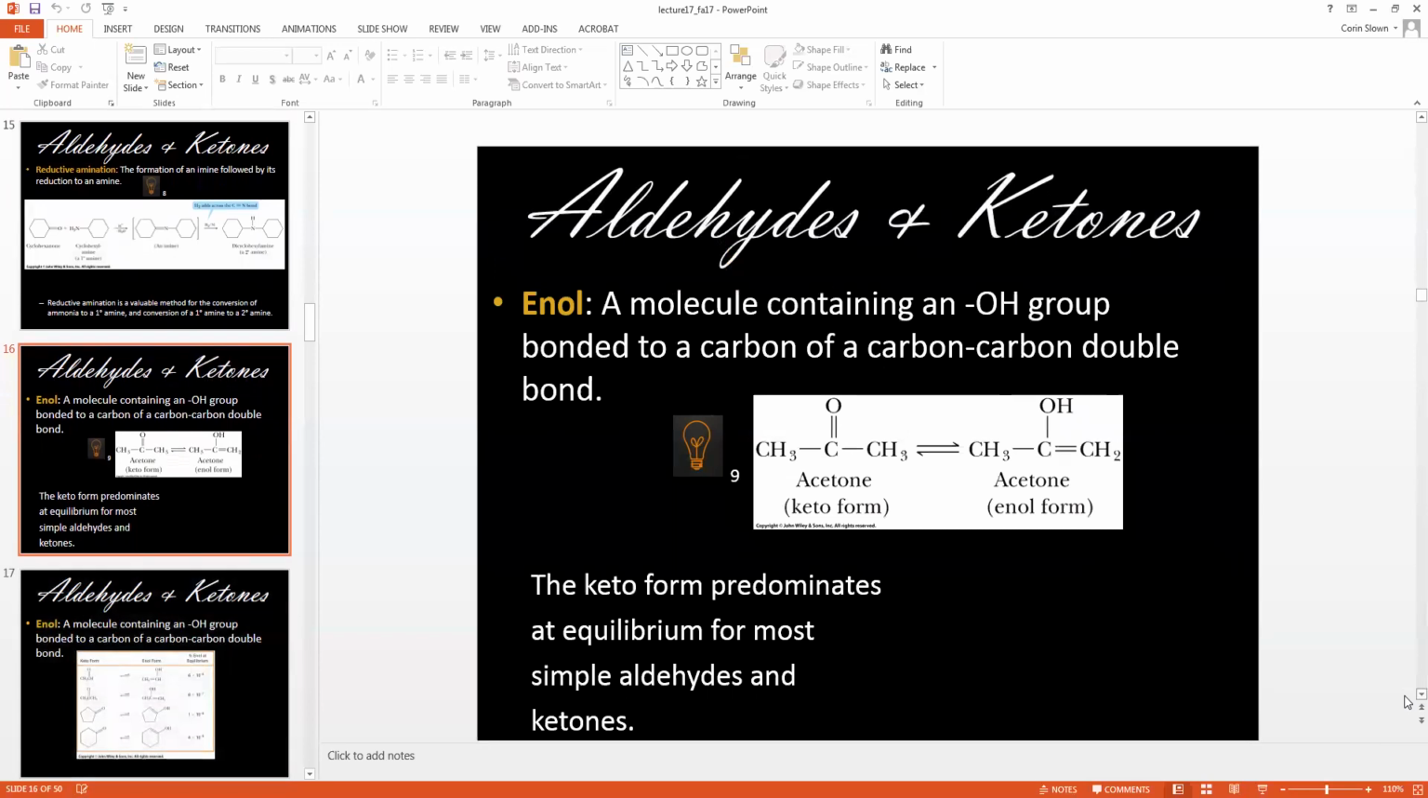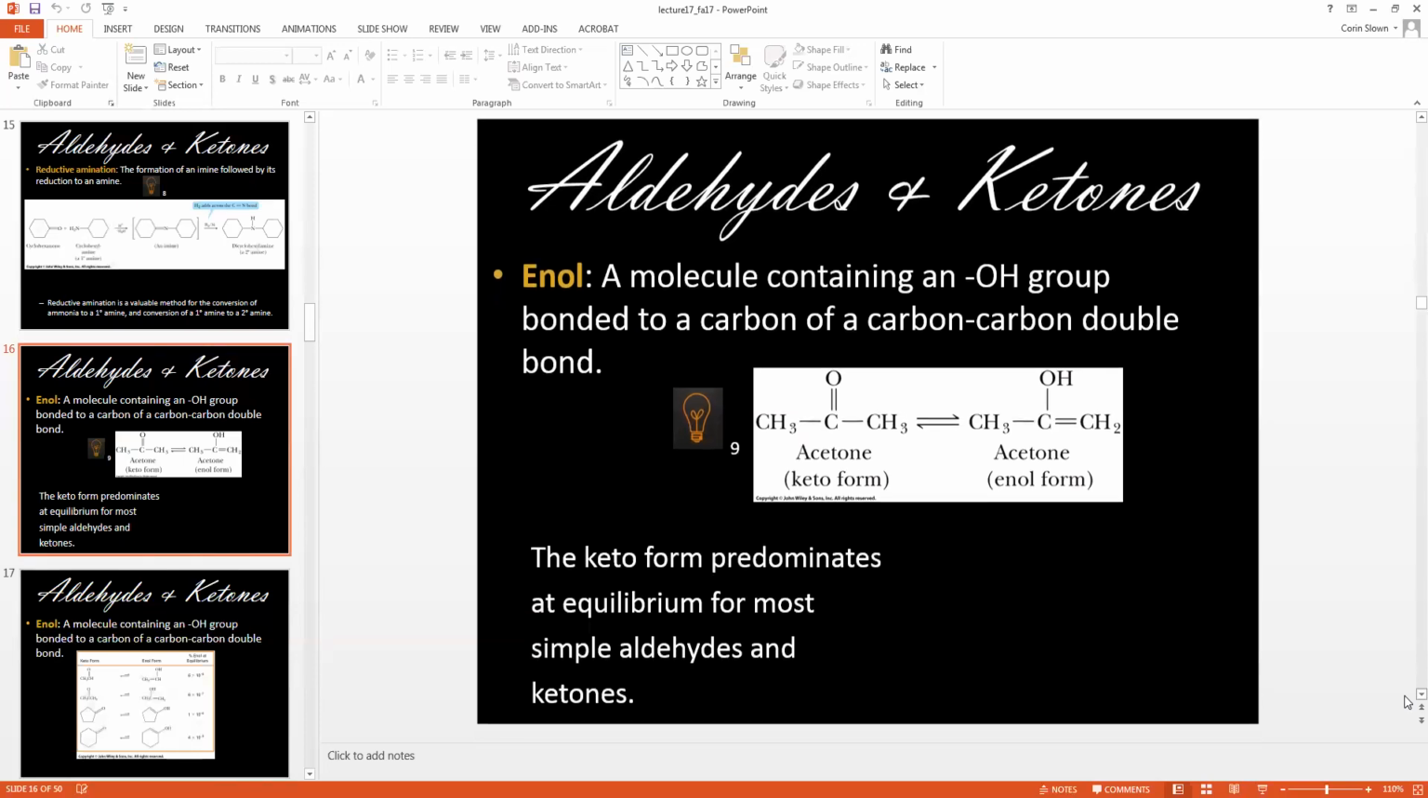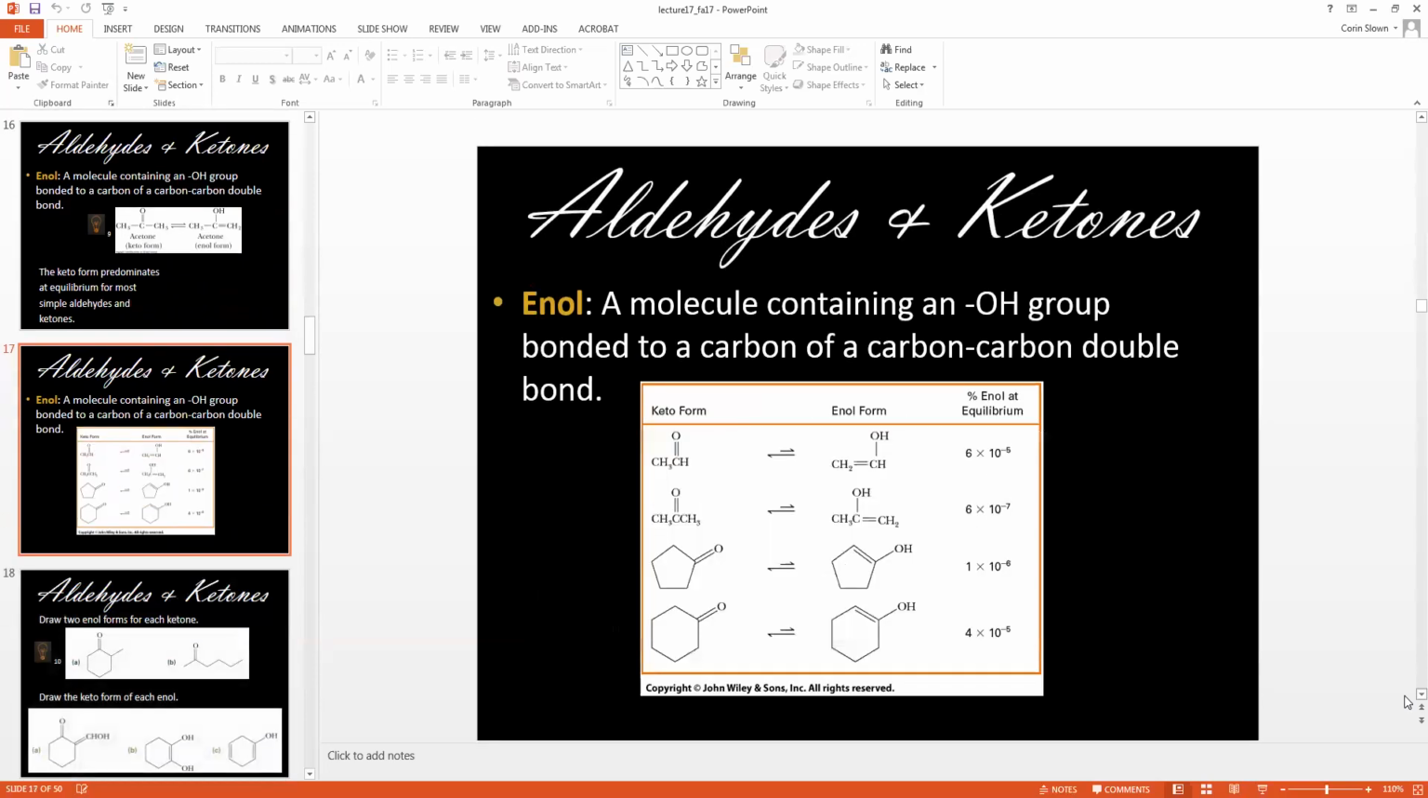Enols are another example of a molecule that we're going to look at. These are molecules that contain hydroxyl groups bonded to a carbon of a carbon-carbon double bond. The keto form is what predominates at equilibrium for most simple aldehydes and ketones, but it's worth taking a look, as the enol is a molecule that can exist depending upon equilibrium. Here we have several forms of the keto as well as the enol. You can actually see the percent of the enol at equilibrium to see that it's actually quite low.